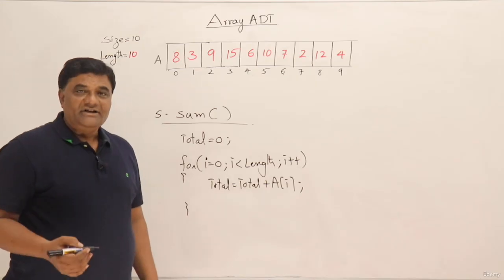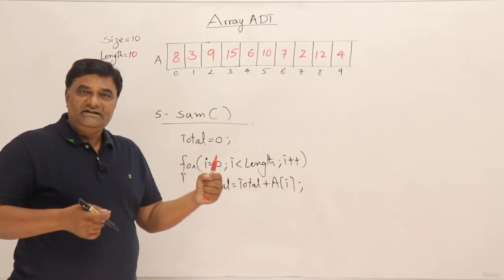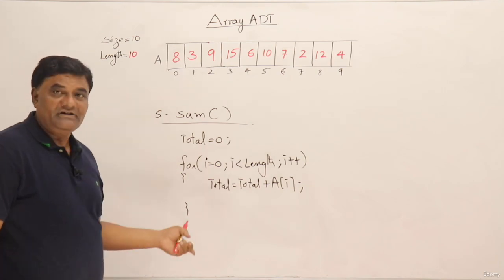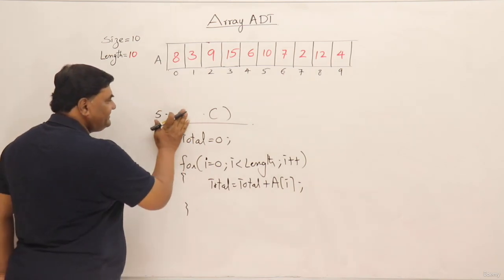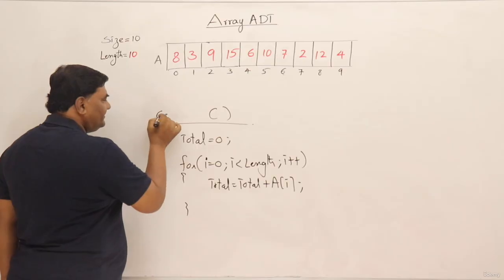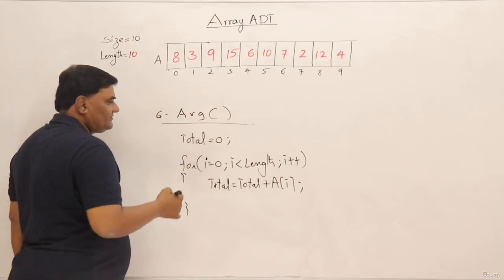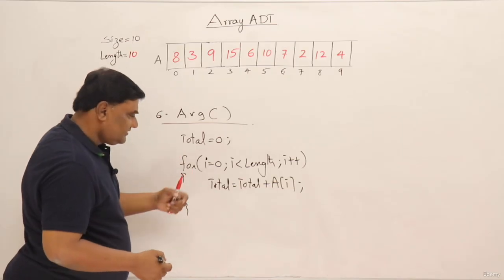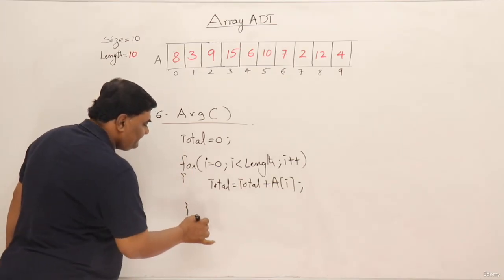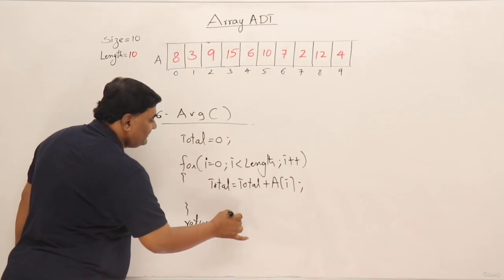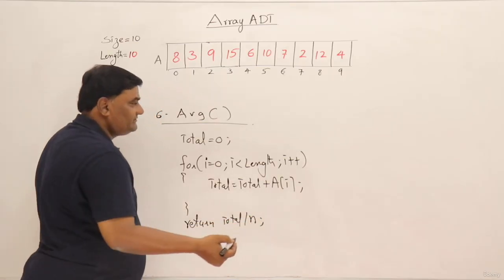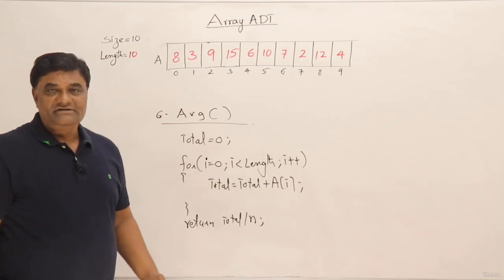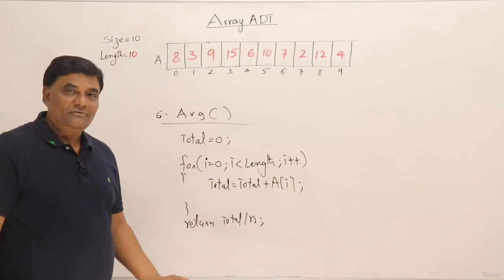Now let us look at average. Average is nothing but the sum of all the elements divided by the number of elements. Already we have seen a method for finding the sum. Now let us just change it to average. So the next operation is average. For average we have to find the total, then simply return total divided by number of elements. That's all. This will give the average. Once you have the sum, the final operation is total divided by number of elements.